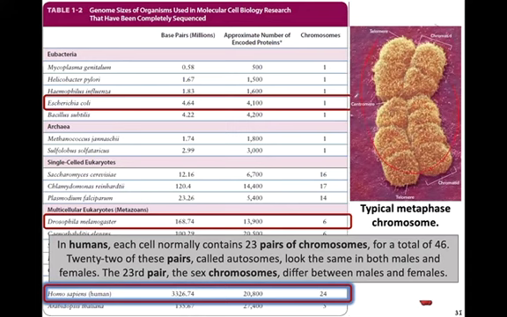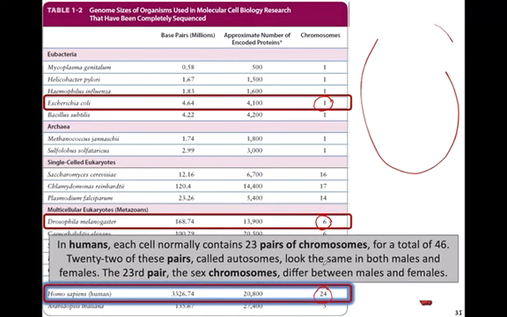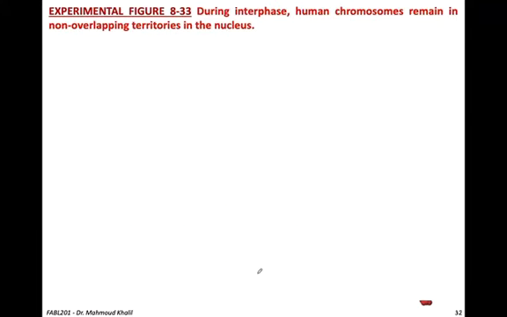So basically, chromosome number differs among organisms. You can see one chromosome only in Escherichia coli. You can see 6 chromosomes only in the fruit fly, Drosophila melanogaster. And in Homo sapiens, there are 24 different chromosomes. Obviously, in humans, each cell actually contains 23 pairs of chromosomes. 22 are called autosomes, and 1 is the sex chromosomes that differ between male and female.